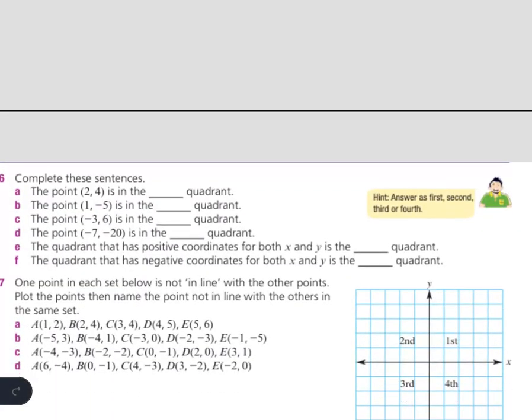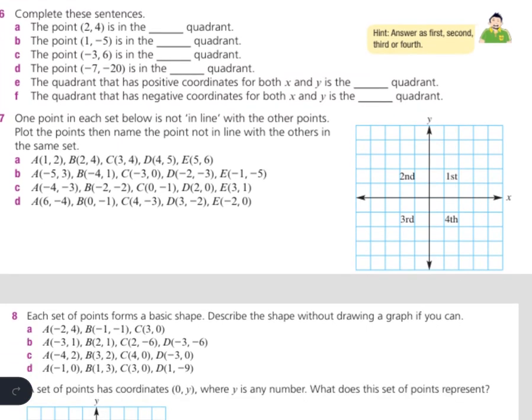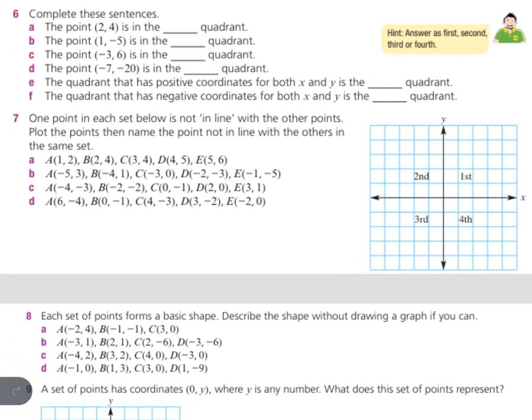Okay, continuing on. All right, the point. This is just about quadrants. Whereabouts are these points? So here's the quadrants: first, second, third, and fourth. So first will be positive in X and Y. Fourth will be positive in X but negative in Y. Third is negative in both. And second will be negative in X but positive in Y.